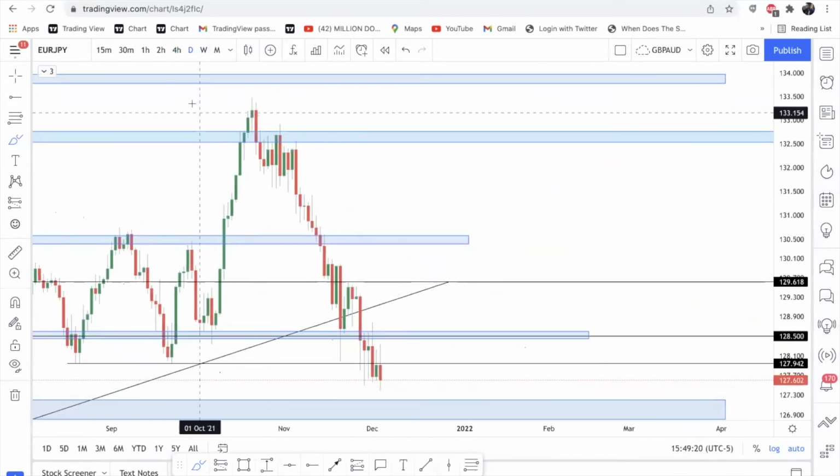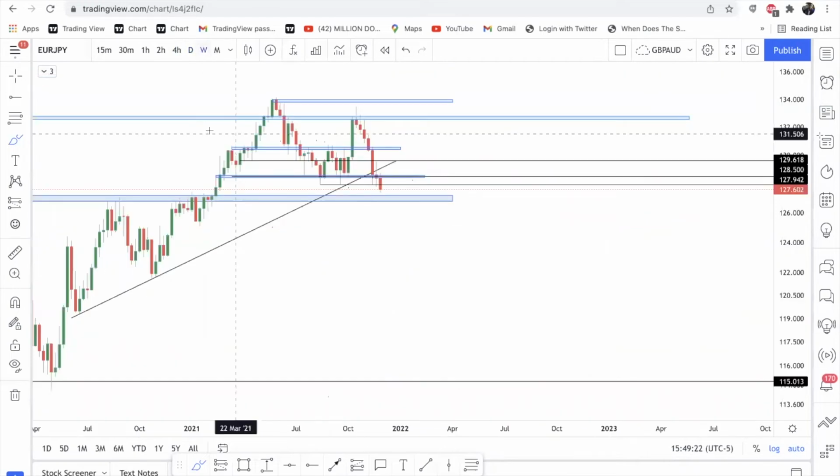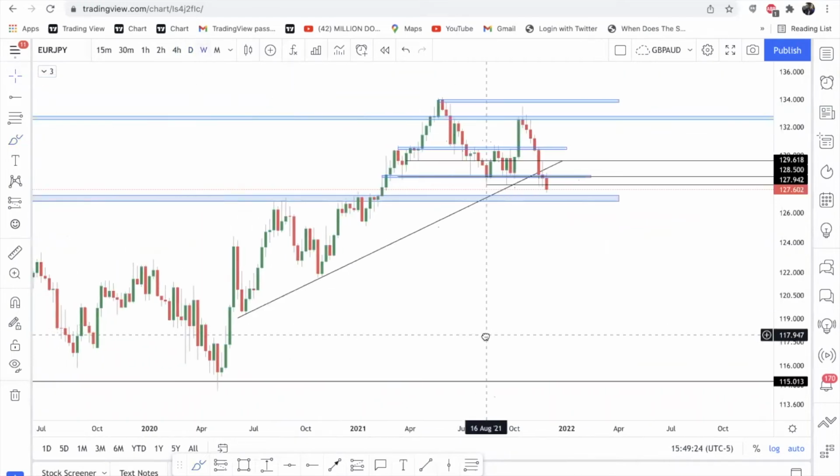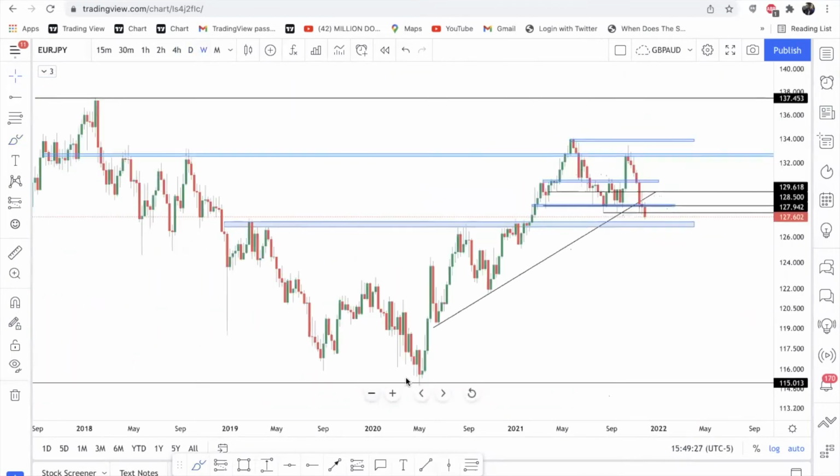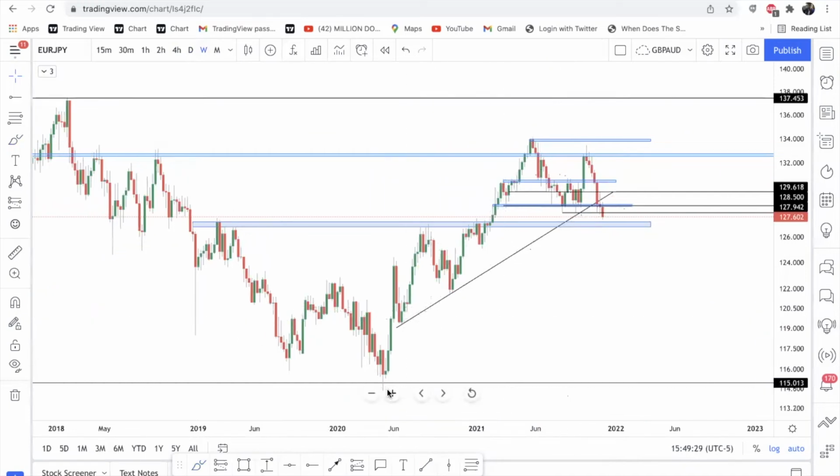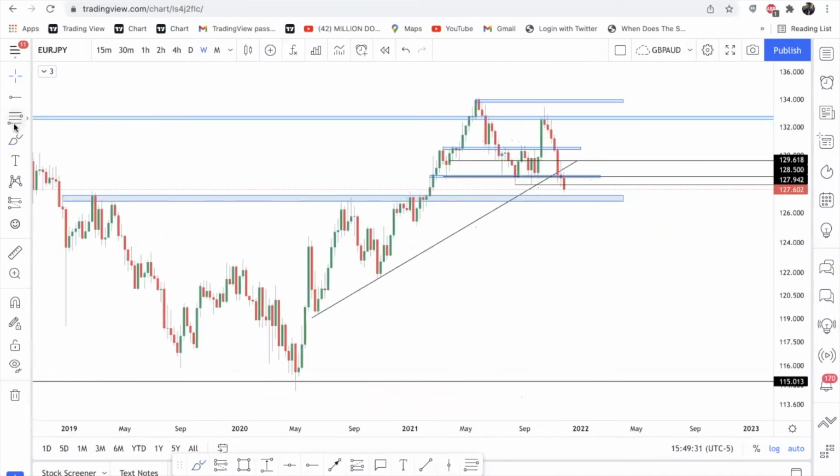EJ, so EJ has also been bearish, similar to GJ, with JPY strength. We look at this on a weekly. Price continues to roll over. I have this upward trend line, and price had a strong break of that. We broke that, and now it's looking like we're heading back down to this strong level of supply or resistance structure.